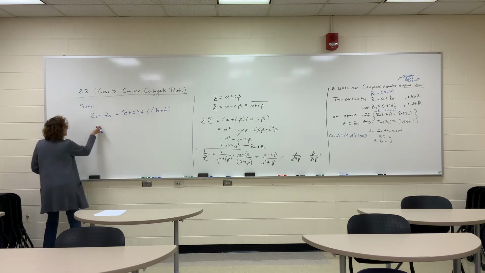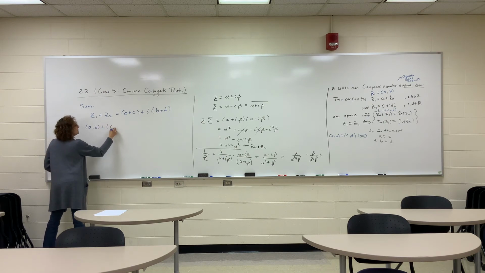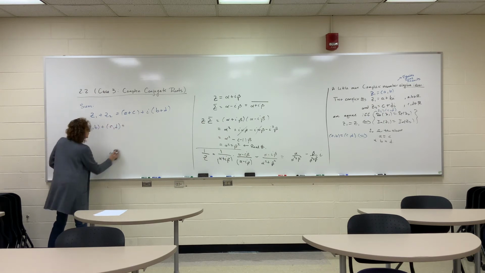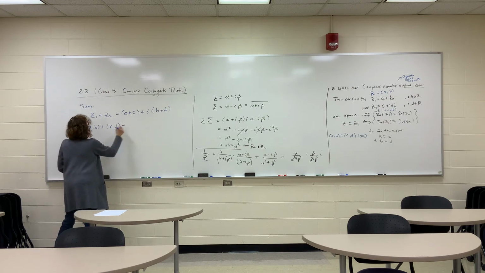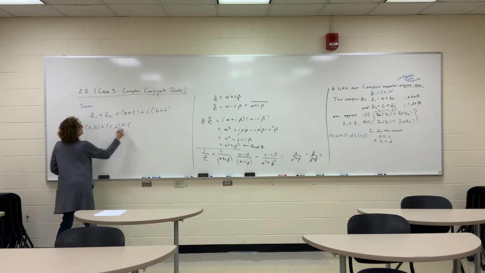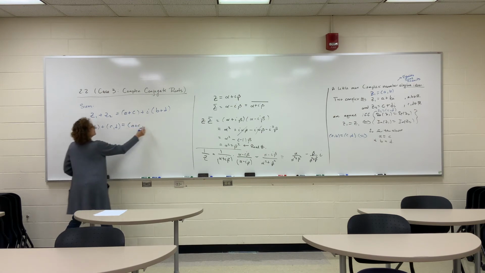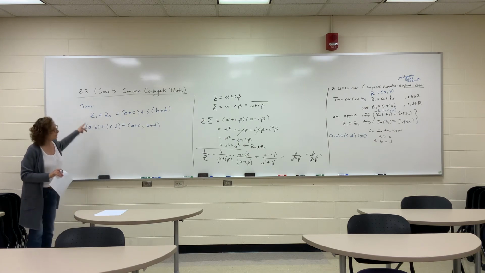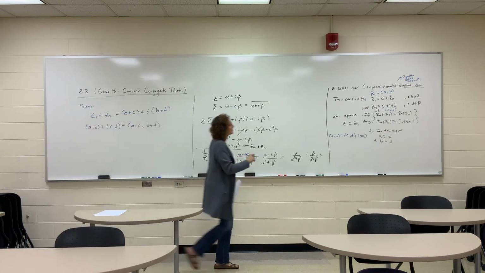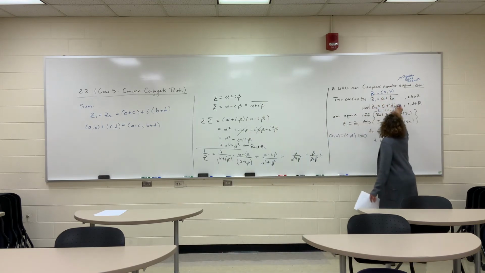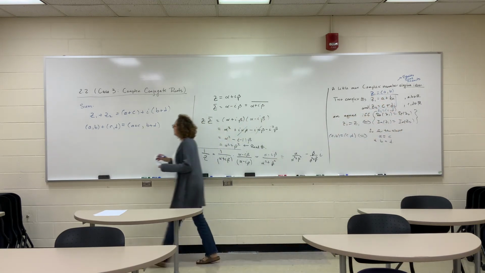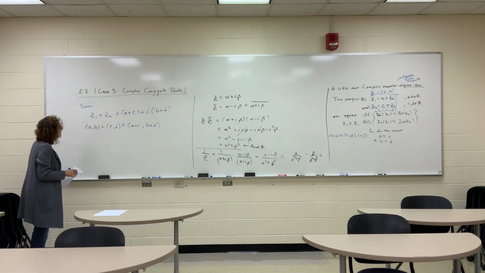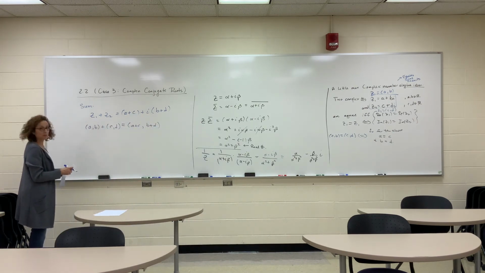In the book's notation, you would see Z1 written as AB and Z2 written as CD. How do I add these two things? I add the first entries, and then I add the second entries. These two statements are the same. So I add real parts, and then I add imaginary parts.